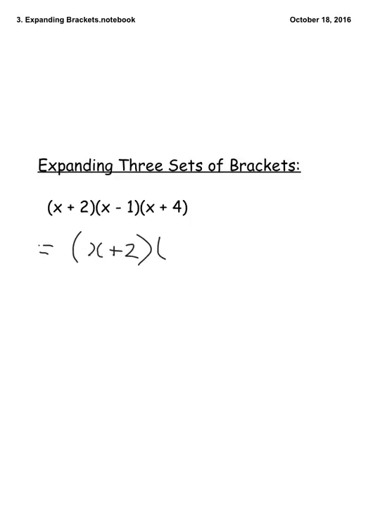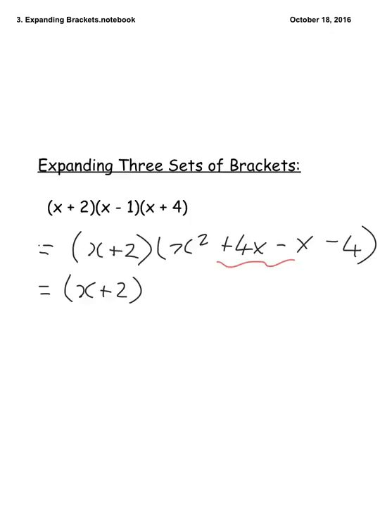And I know that the second bracket is going to be x times x, which is x squared, x times plus 4, which is plus 4x, minus 1 times x, which is minus x, and minus 1 times positive 4, which is minus 4. Okay, again, I'll leave my x plus 2 alone. I'm going to consolidate the two x terms in the middle of my expansion there. So I'll get x squared plus 4x, take away x is plus 3x, and minus 4 on the end.